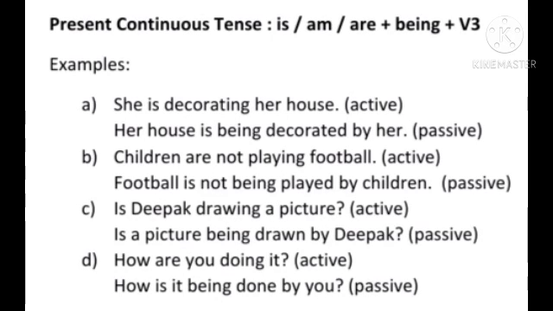Present continuous tense. In active voice, we use is, am, are plus ing with the first form of the main verb. In passive voice, again we'll use the same helping verbs is, am, are, but this time we'll use being plus third form of the main verb. Examples now. She is decorating her house. In passive, her house is being decorated by her.